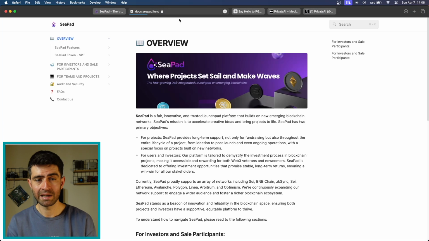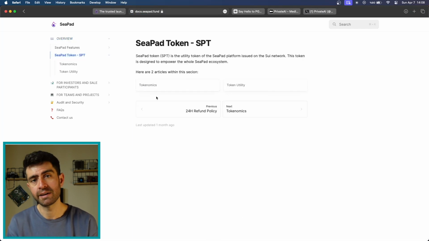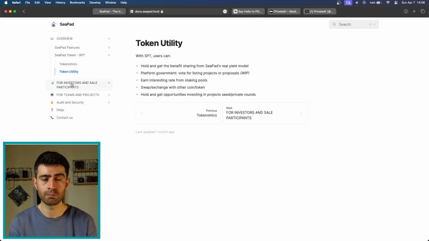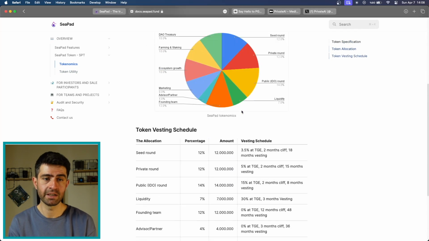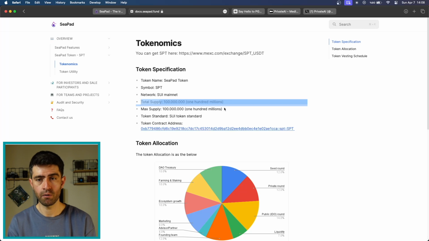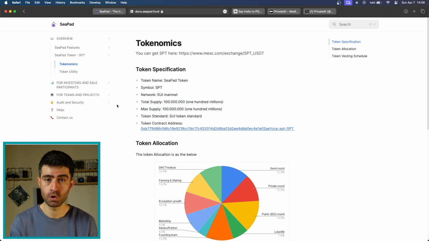The platform's token SPT is the utility token of the Seapad ecosystem, empowering users to hold and benefit from the real yield model, participate in platform governance, earn rewards from staking pools, and swap or exchange with other coins or tokens. The Seapad tokenomics are designed to ensure the sustainability and growth of the ecosystem, as you can see in their documentation. With a total supply of 100 million tokens and a max supply of, again, 100 million tokens, the SPT token is issued on Sui mainnet.